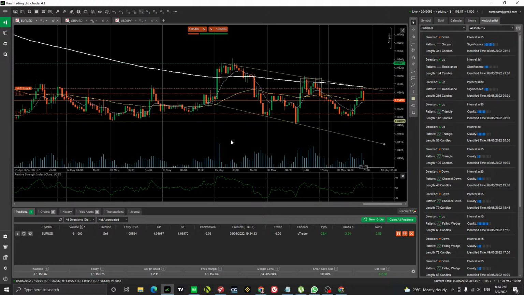Yeah, so this is the analysis. If it follows the channel, it should at least go down 50, maybe not 50%, 30% maybe. It should go down to here, this area. Right, I'm looking at this area here.